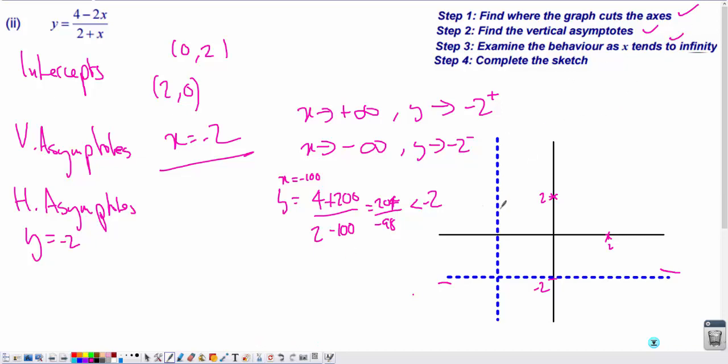Step 4 is complete the sketch. Well, as I said, we're done, right? There's only one thing that can happen. The tricky bit for me now is actually sketching it. So this happens over here. Make sure you don't cross your horizontal asymptote or your vertical asymptote. That's very important. Over here, this happens.